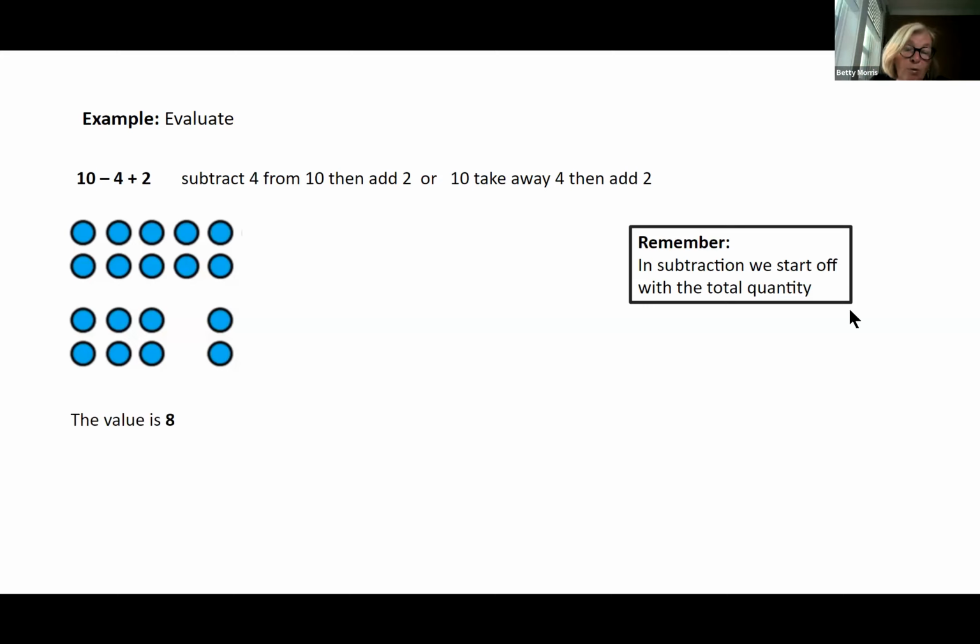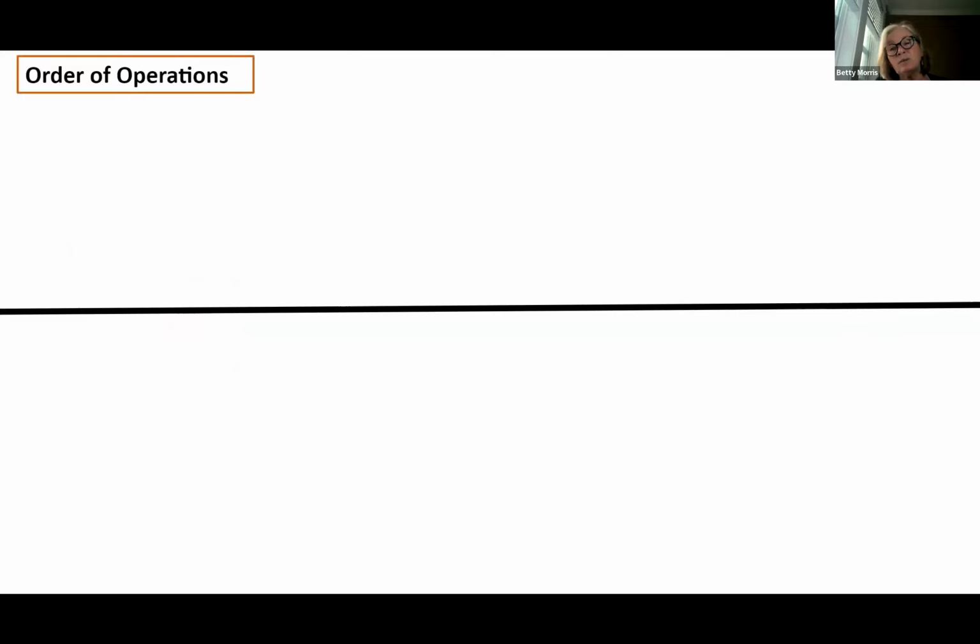And then I probably would have said the value of 10 take away 4 plus 2 is 8, and then always get them to verbalize it themselves. When they do these, they say it, they show it, and they verbalize it. Okay. Now, here's another example.